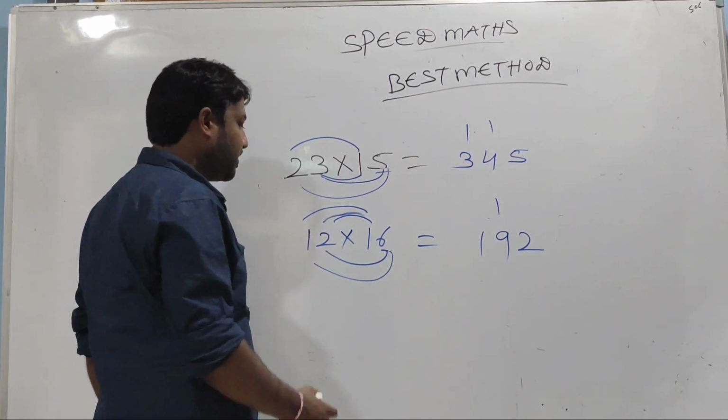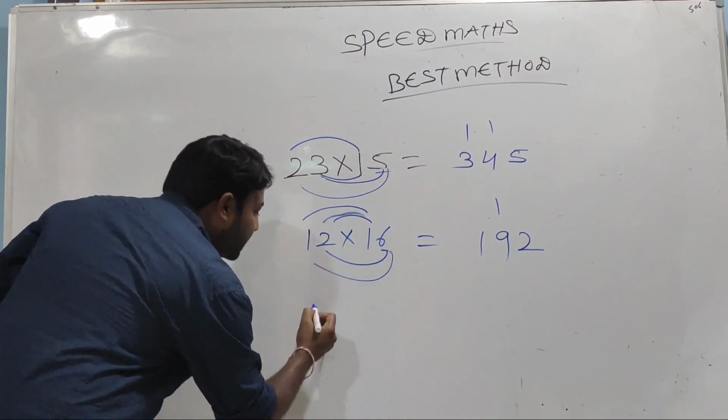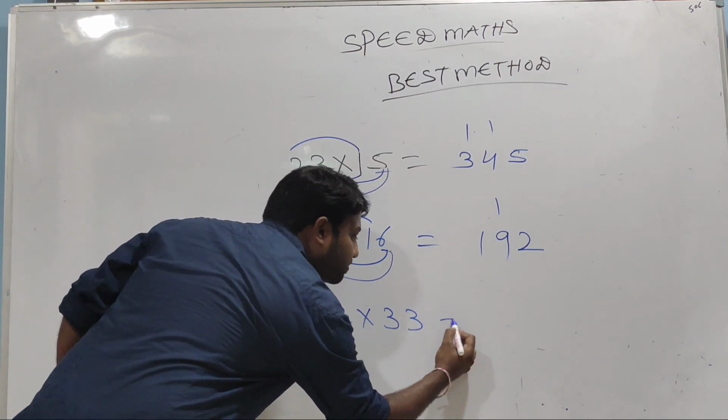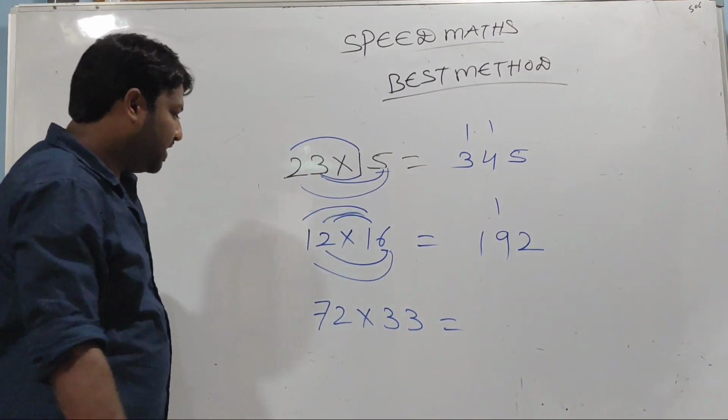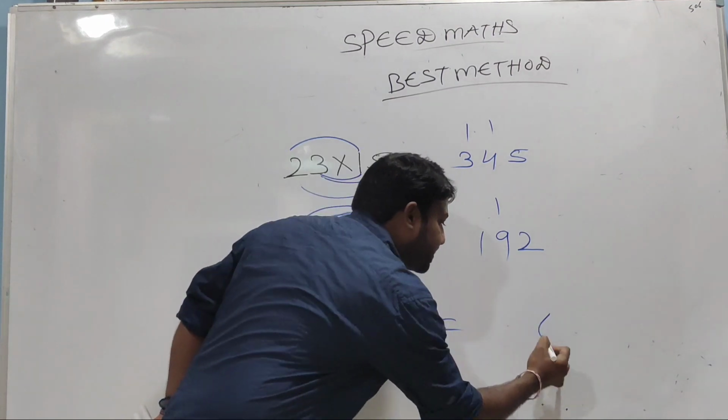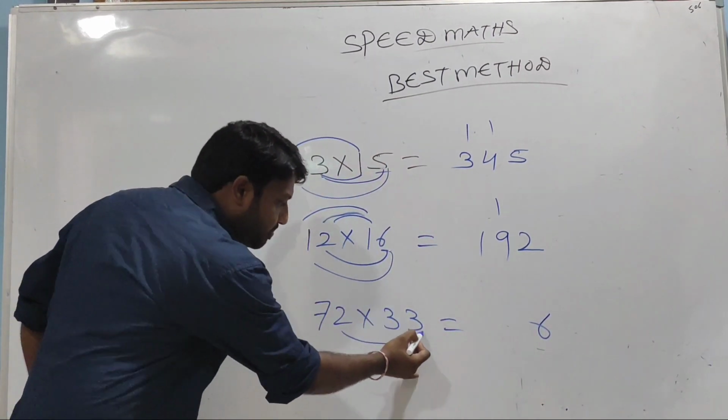Now see this, I will take one more example. Let us say 72 into 33. I am multiplying 72 into 33. I will start from here and multiply these two numbers: 3 2s are 6. I am writing 6 here. Next this will move to here.